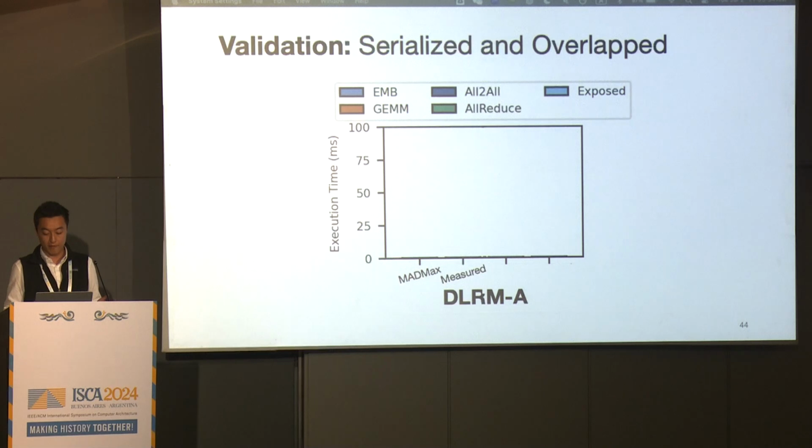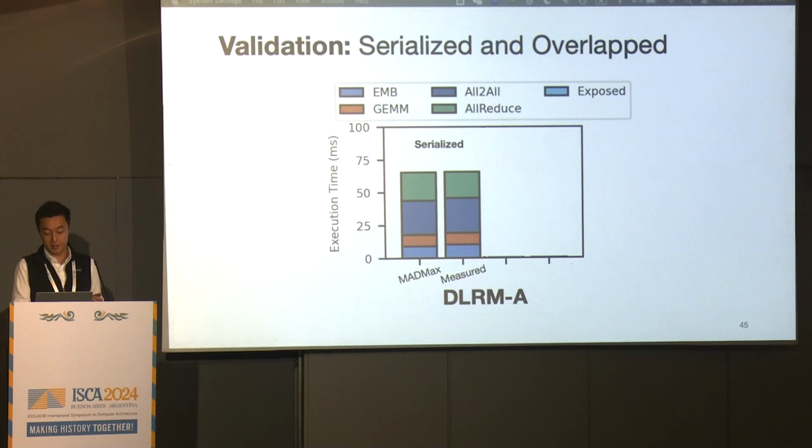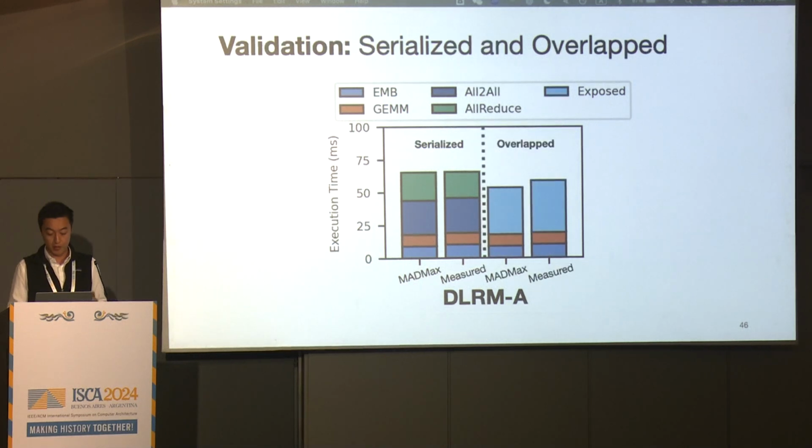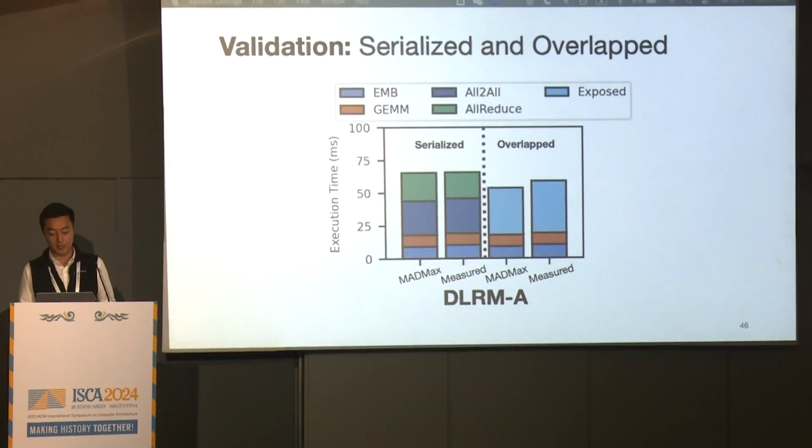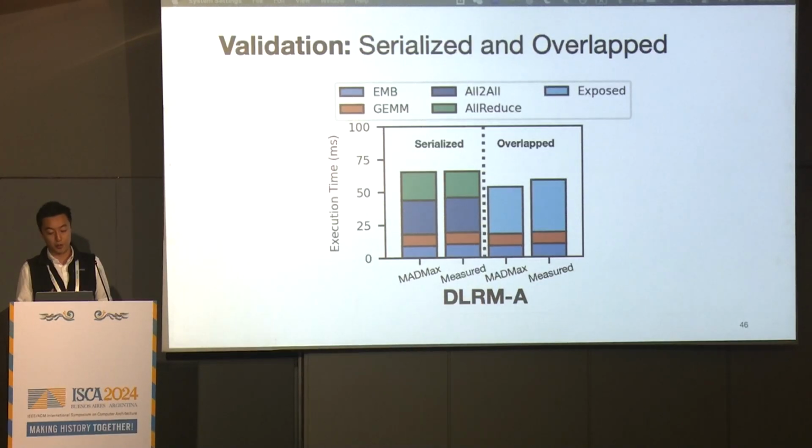So here we show one of our validation efforts for training a production recommendation model on 128 GPUs. We validate serialized execution, and this is important because we want to make sure the raw volume of compute and communication matches. And we also validate overlapped execution, which is important because we want to see if things happen in the right order for both compute and communication streams.